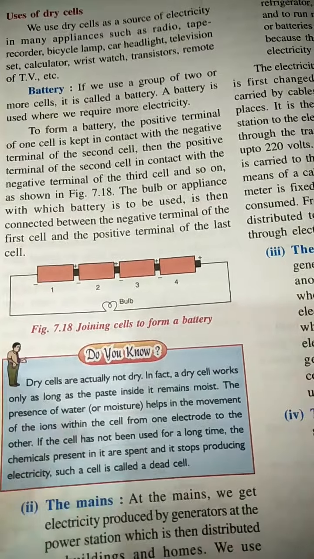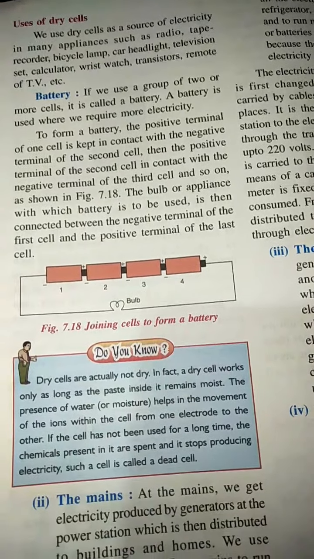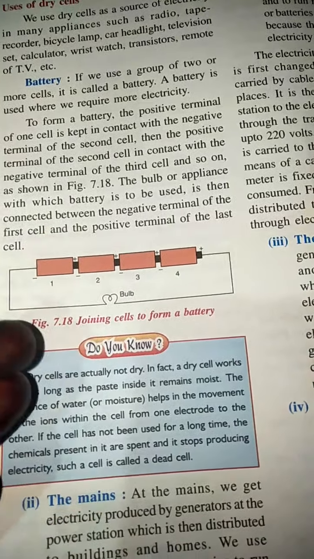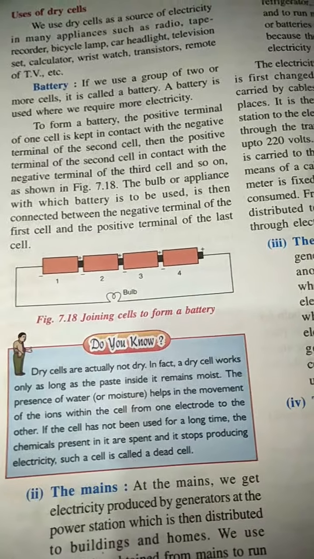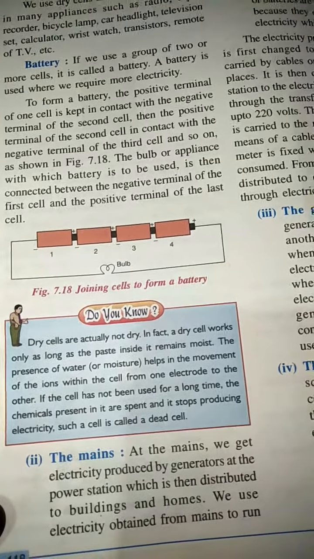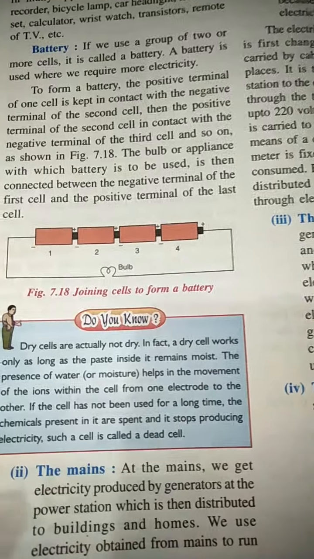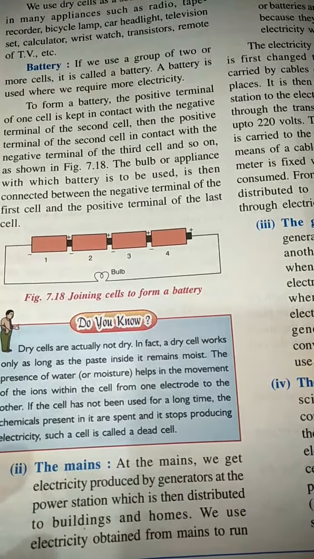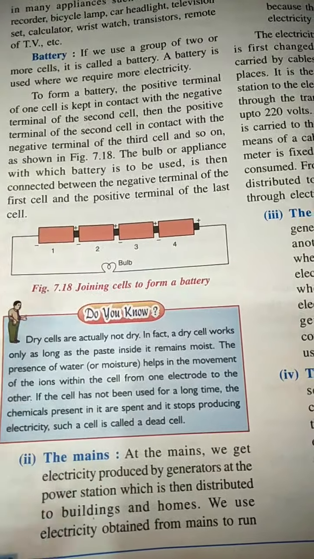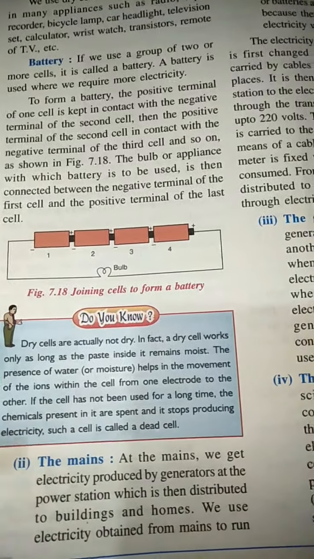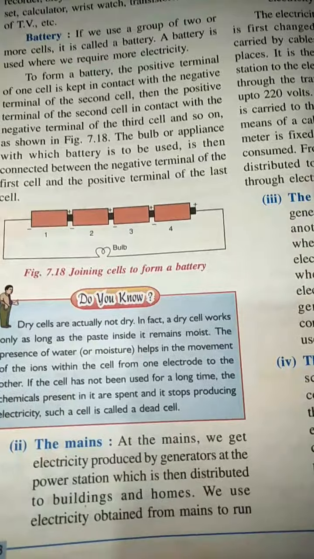If the cell has not been used for a long time, then it stops working because the chemicals present in it are spent and it stops producing electricity, and then it is called a dead cell. Till it is working, the moisture is there inside it, it is called a dry cell, and it is working. And once this thing becomes dry inside and it stops working, then it is called a dead cell.